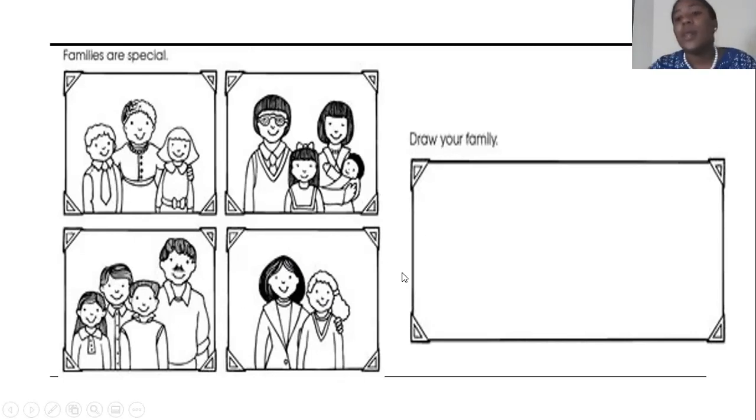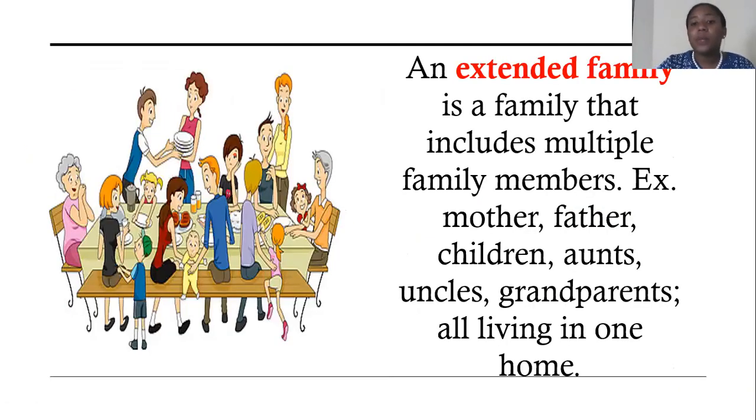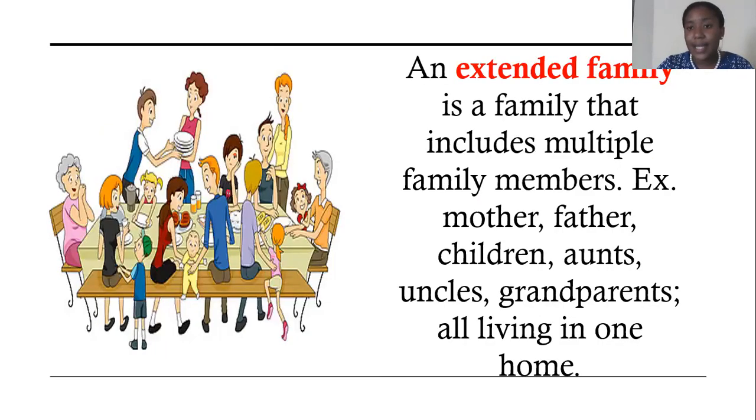Okay, so now I gave you an activity where you will draw your own family. So in the blank box, you have to draw your family and label it. Remember, we have different types of family. Two single parent families that come together is a blended family. A family that has multiple family members, like the grandparents and mommy and daddy and cousins and aunties living under one roof in one house, is called an extended family. So if you have that type of family, you draw it in the box and you label it extended family.